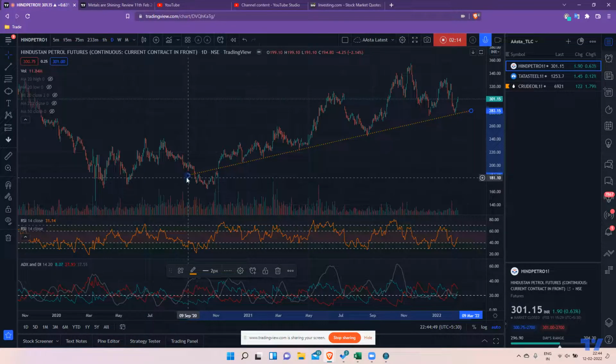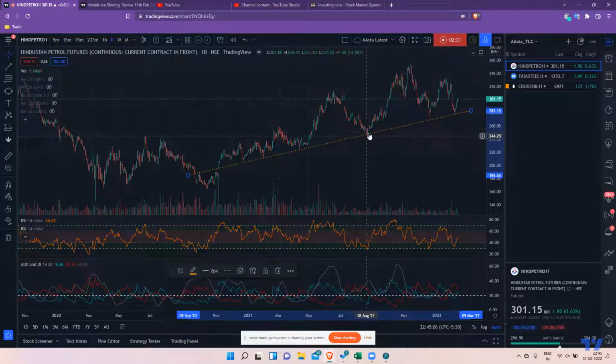You're looking to connect multiple bottoms or tops of a chart. A trend line is considered strong when there are multiple resting points. For example, you see a resting point here, here, here, something very close here, and then again a resting point here. When a trend line has multiple resting points, it is considered stronger.